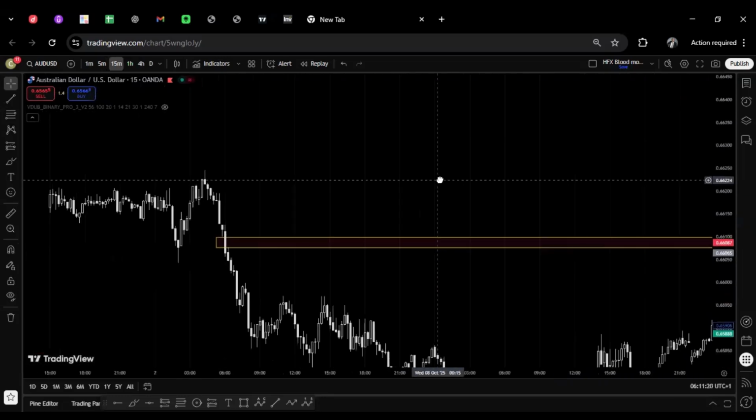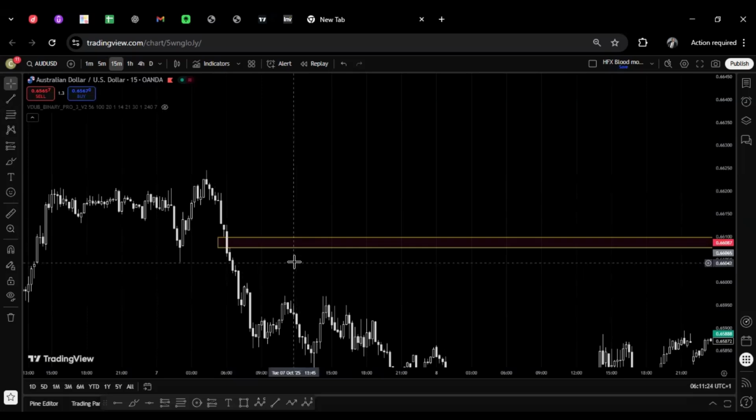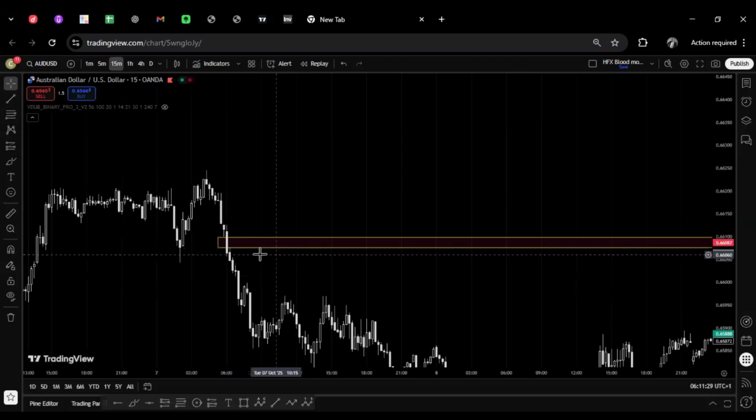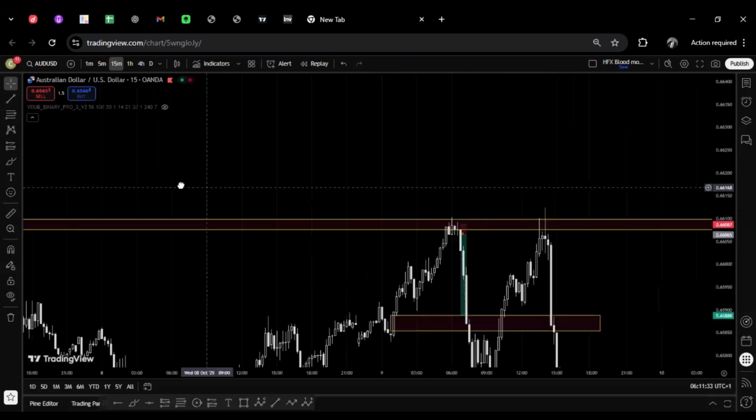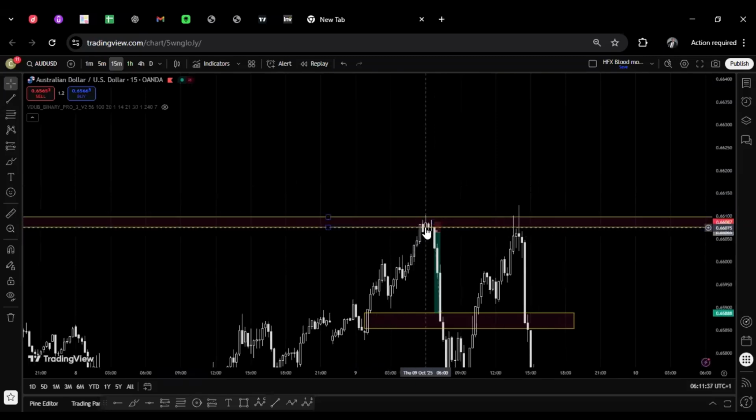This fair value gap from yesterday. I told you when you have a series of fair value gaps, if it's 3, choose the one at the middle. If it's 5, look for the one at the middle and select. So we had this fair value gap, and what did the market do? It came back and respected it.